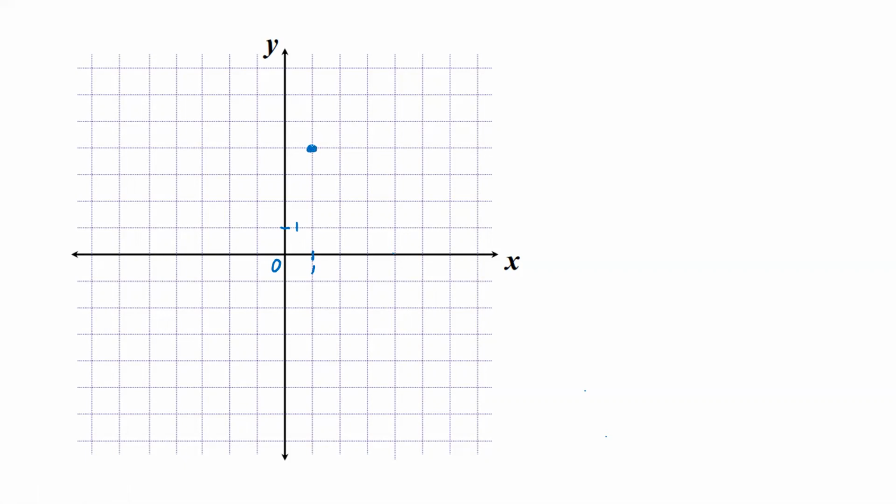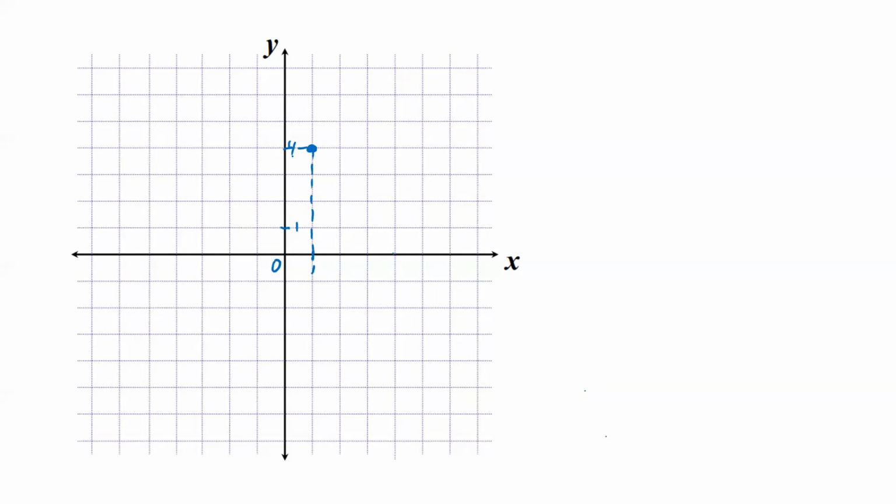Now, how am I going to identify the location of this point? 2 steps. First, I'm going to draw a vertical line from that point until it intersects the x-axis, and I'm going to see at what number this line will intersect the x-axis. I can see on my drawing that is 1. This is going to be the x-coordinate of my point. The second step is to draw a horizontal line until it intersects the y-axis, and I see it intersects it at 4. So that is going to be the y-coordinate of my point.